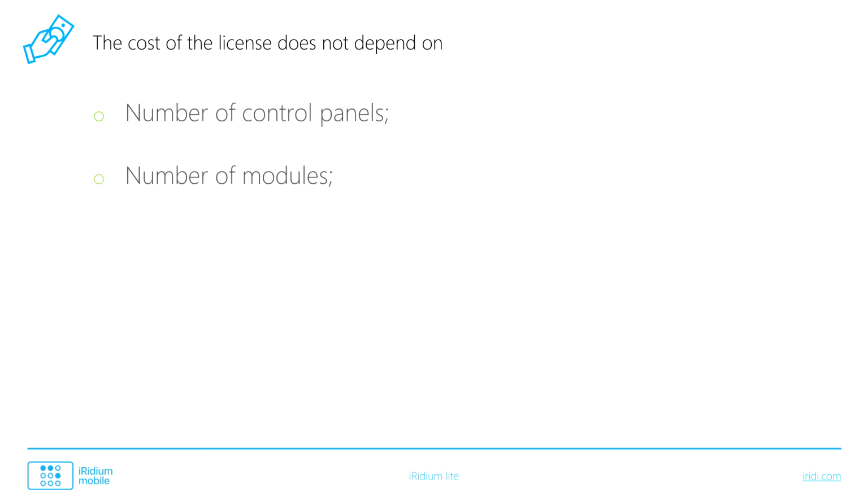The price of a license does not depend on the number of modules. It means that one project can contain modules to control HDL, Modbus, KNX, and any other equipment, and the number of modules does not influence the price of a license.